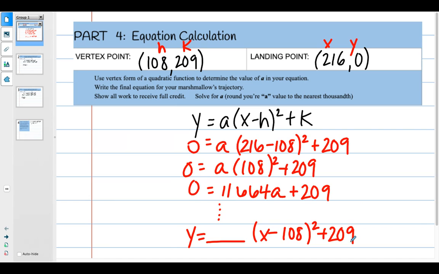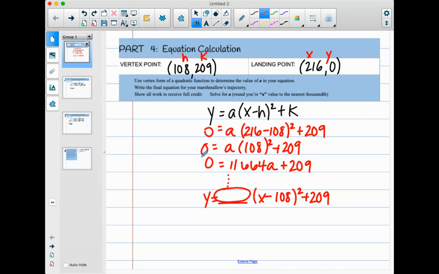So your goal is to finish solving this for a, and then whatever you get for that a value, you're going to round to the nearest thousandth. You're going to put it right in that spot. And then once you're done, you're going to take a screenshot of your work and put it right into your project. Now we need to make sure that this equation is correct because we're going to be using it for the rest of the different parts in this project. So hopefully we were able to do this successfully.